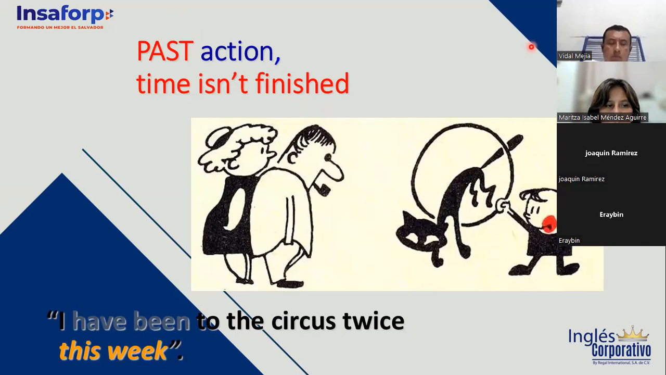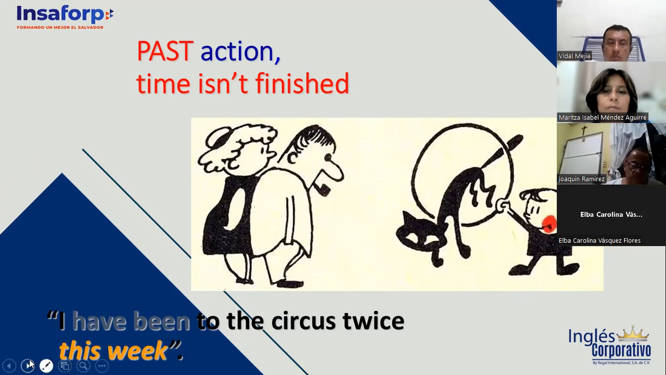Exactly. This week could be Thursday or could be Friday. There you go. Yes, that's exactly what I was looking for. I mean, when we say this week, we're talking obviously about this week, but we don't know specifically the day we're talking about. So we don't have a defined time or a defined day, which is giving us the idea about something specifically. So that's the reason why we say that the time isn't finished on this action.